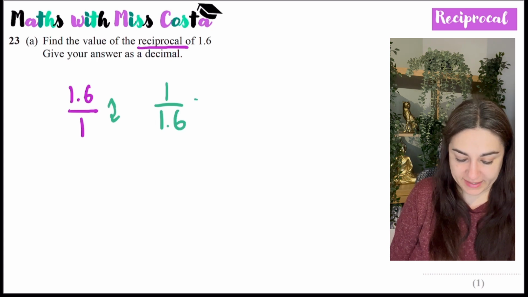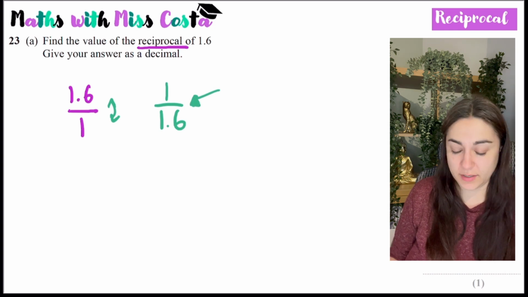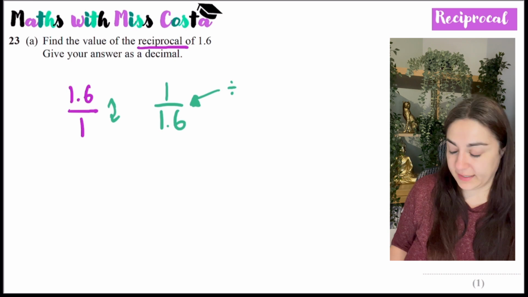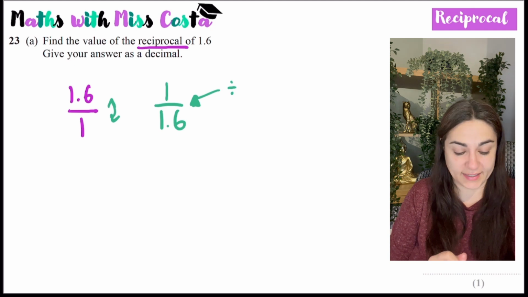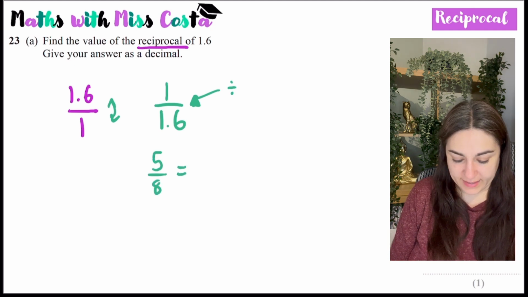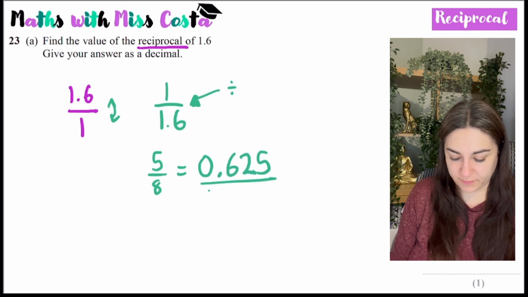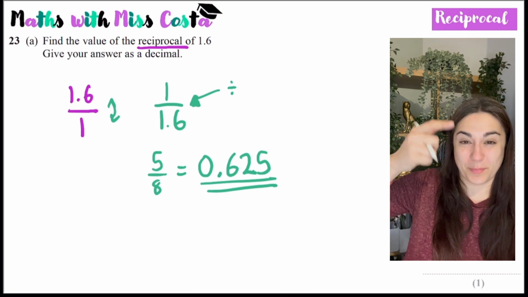Now, because it's a calculator paper, I could just type this into my calculator either as a fraction, or I know that this line means divide. So I could write 1 divided by 1.6, and that gives me 5/8. So I press format and decimal. So that gives me 5/8, which is 0.625.